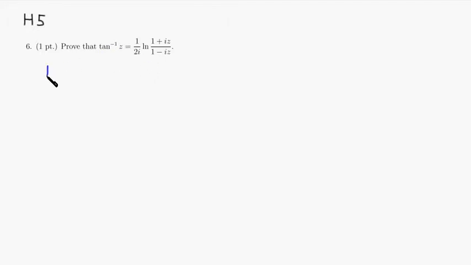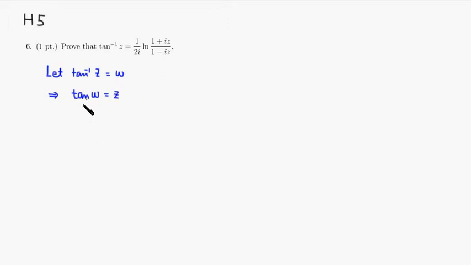So I'm going to say let arctangent of z is equal to w. But we don't like arctangent and we're looking for w, so I'm just going to rewrite it in terms of regular tangent. So it's going to be tangent of w is equal to z.